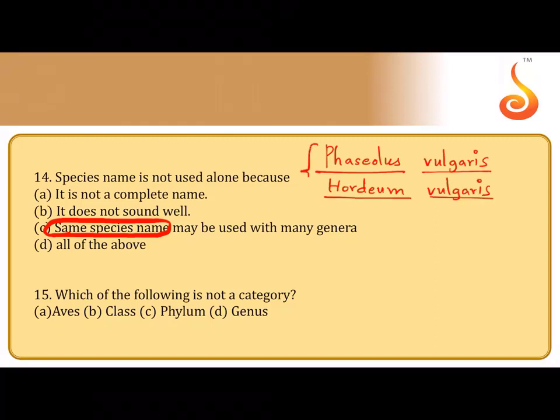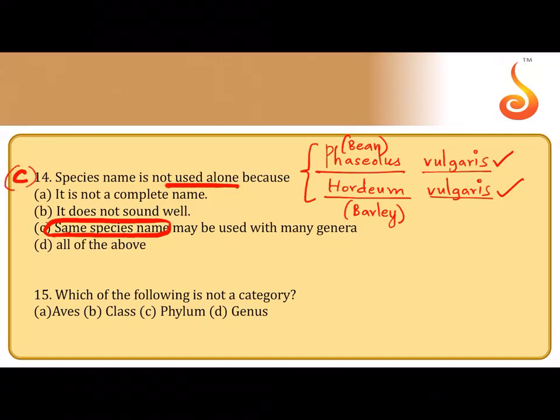They have different genus names, but see, their species name is the same. Now one of them is a bean and one of them is barley. So if I simply say vulgaris, you will not know what I'm talking about because both of them, even though they are not related, only their name is the same. Their species name is the same. That's the reason why you should not use it alone. So it is option C.